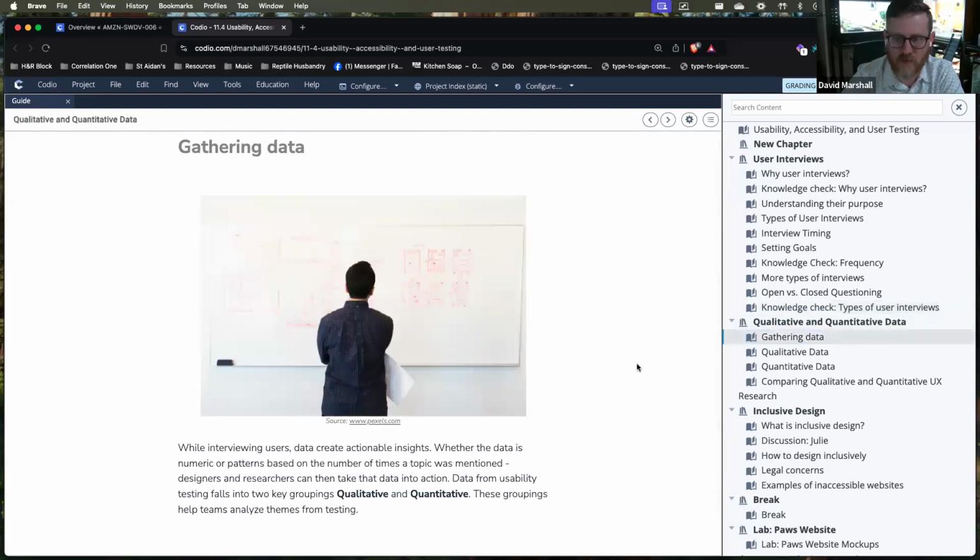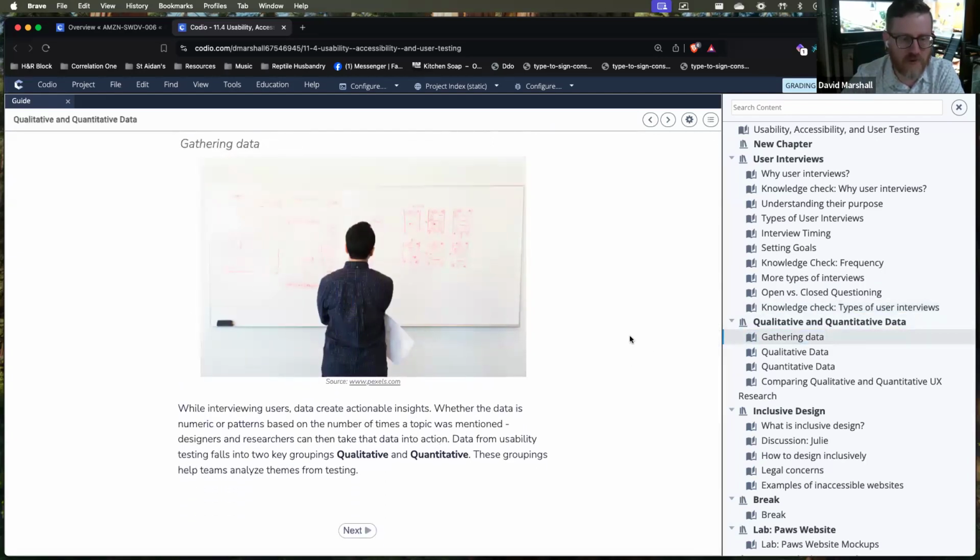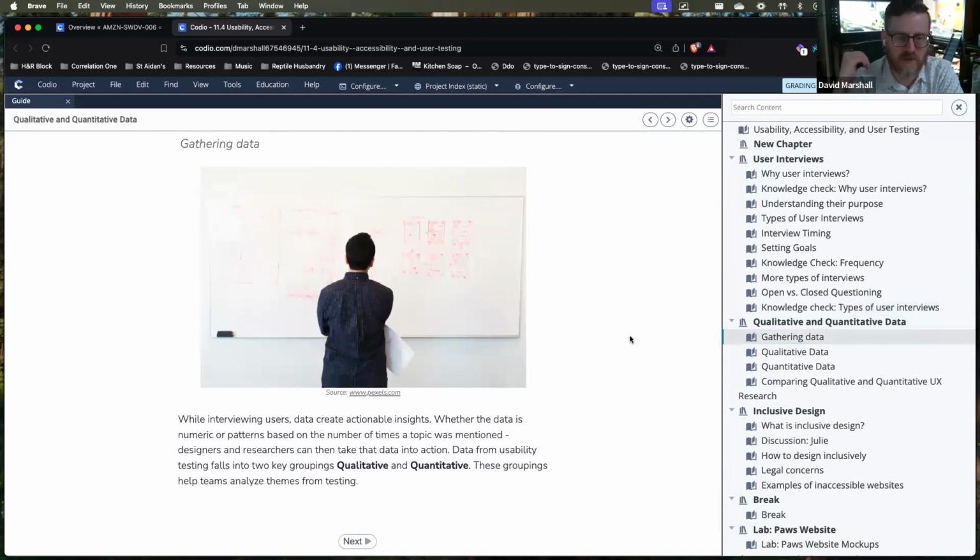So let's go back to qualitative and quantitative data. When we interview users, you should be able to get some insights that are actionable. What I mean by that is when you get this data, you should be able to do something with it. If you get a bunch of stuff that you can't do anything with, either you are asking the wrong questions, which is possible, or maybe you're just asking the wrong people, right? Maybe they weren't providing the information you actually needed to make changes. So again, that's where we look at qualitative and quantitative. This should help us understand the difference between the two.